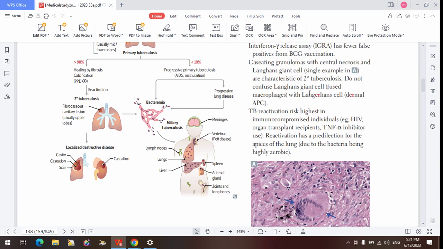Okay, so I said that this is what is going to happen once we have the macrophages releasing TNF. Once the macrophages release TNF, they are going to fuse together and form epithelioid cells, which are also known as giant cells.